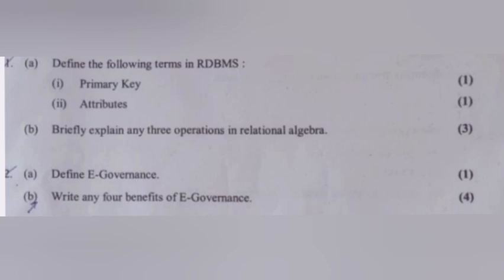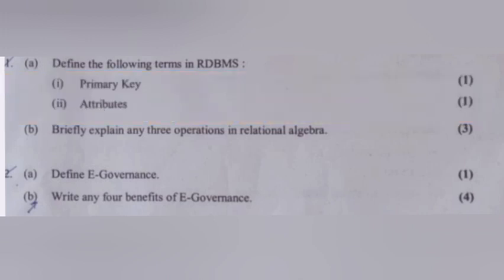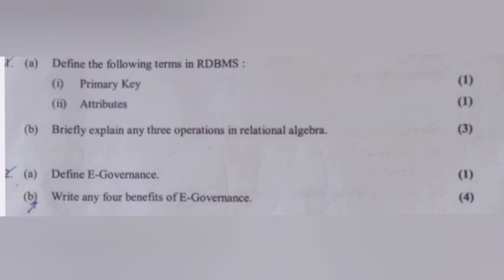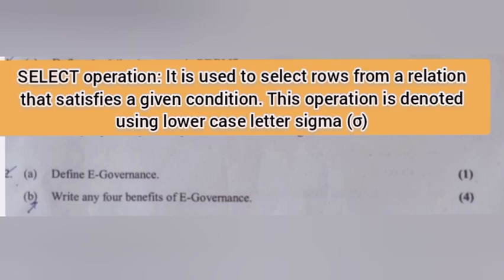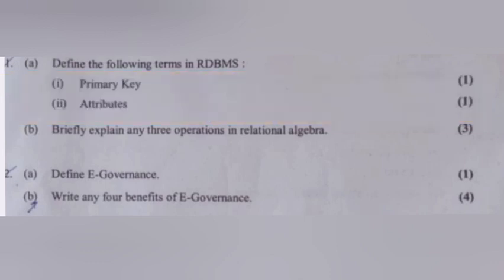31A. Define the following terms in RDBMS. 1. Primary key. 2. Attributes. Answer: Primary key. A primary key is a set of one or more attributes that can uniquely identify tuples within the relation. 2. Attributes. The columns of a relation are called attributes. B. Briefly explain any three operations in relational algebra. Answer: 1. Select operation. It is used to select rows from a relation that satisfies a given condition. This operation is denoted using lowercase letter sigma. The general format of select operation is sigma condition relation.